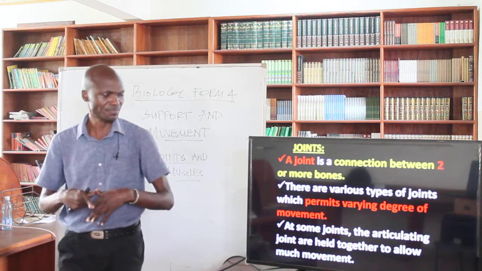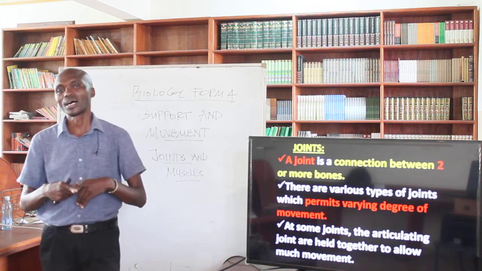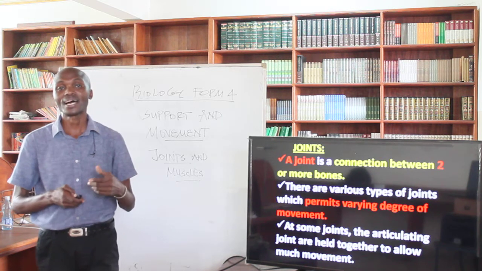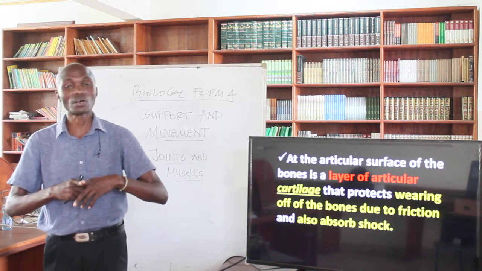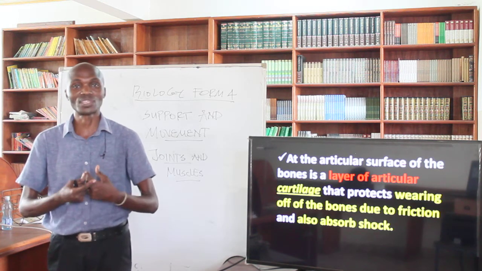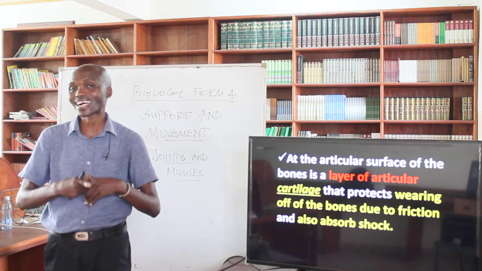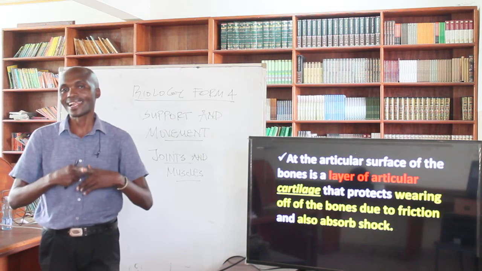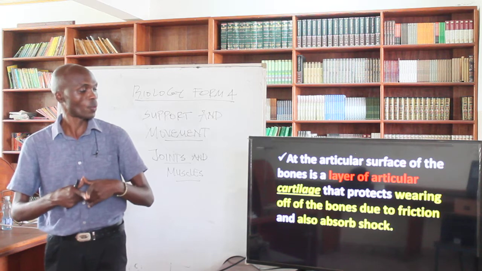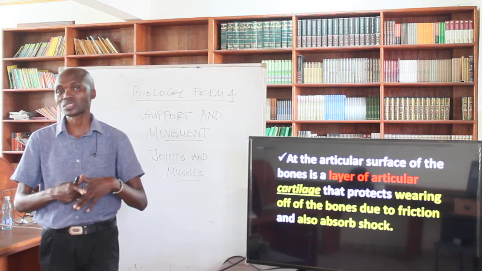The articulating joints are held together to allow such movement. So we may have some joints whereby the bones are held together such that a particular point can allow movement. At the articular surface, the points at which two bones articulate, we have a layer of articular cartilage that protects the bones from wearing away due to friction, and it also absorbs shock.